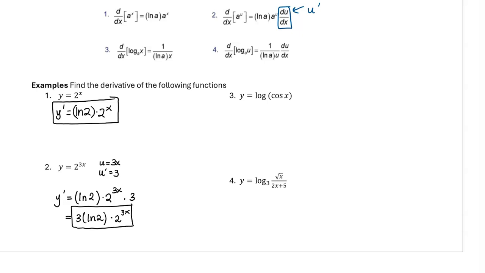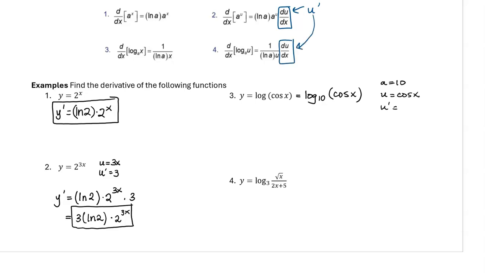Moving on to example 3, we want to take the derivative of log of cosine x. In this case, please recall that when you see a log function written with no base, it is understood that the base of that logarithm is 10. So this is the same thing as log base 10 of cosine x. In this case, I'm going to be using rule 4. I can see that my base a is 10, and u, what we have on the inside of our logarithm, is cosine x. We're going to need u prime, which is the same thing as du dx.